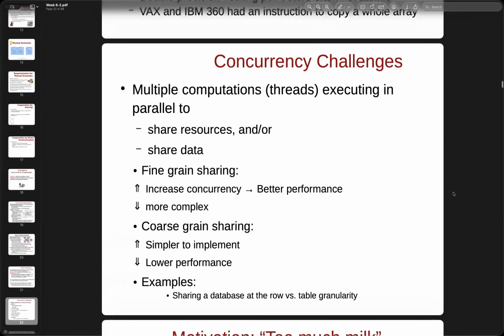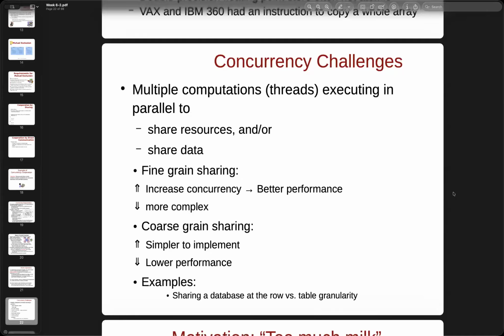We also have multiple computations executing in parallel, maybe sharing resources or sharing data too. When we increase the concurrency, that means we're sharing more, and of course that will provide better performance. However, it will cause more complex issues. Coarse-grained sharing is simple to implement, but it causes low performance.